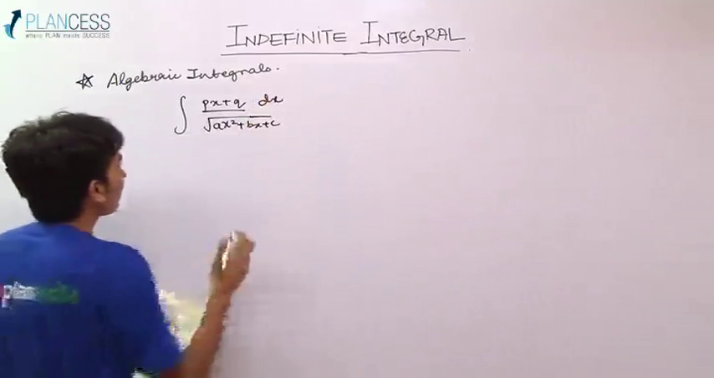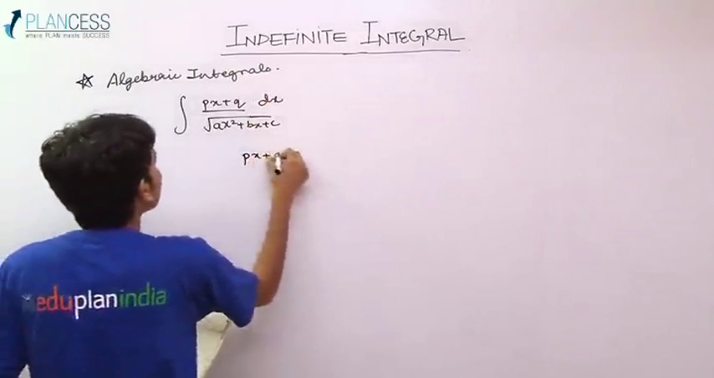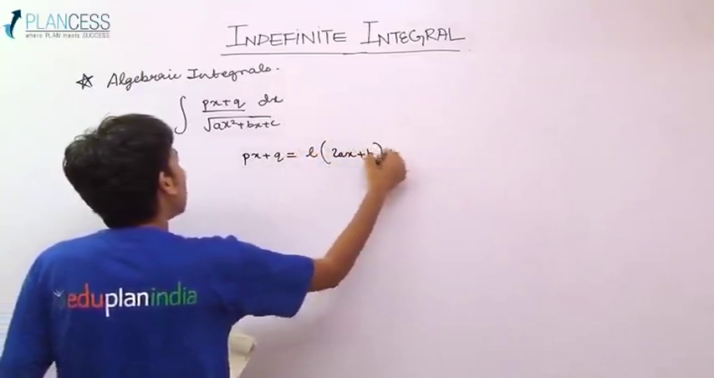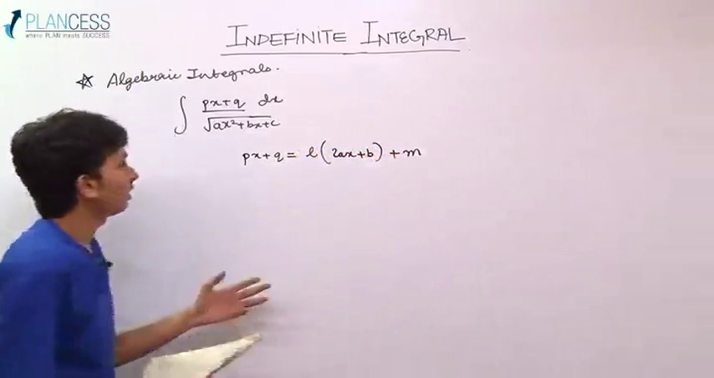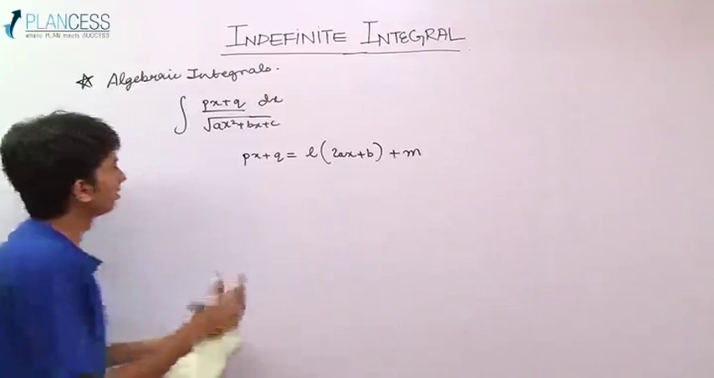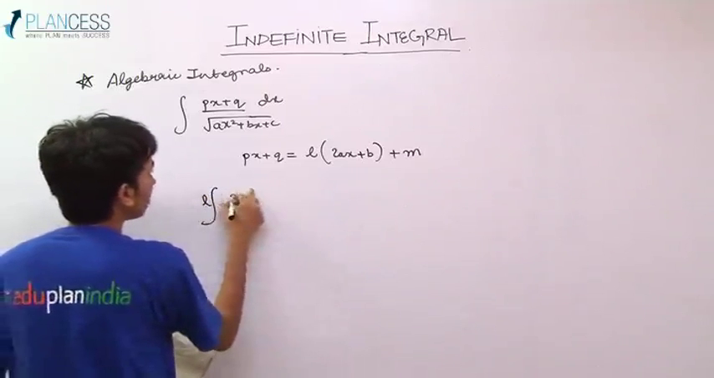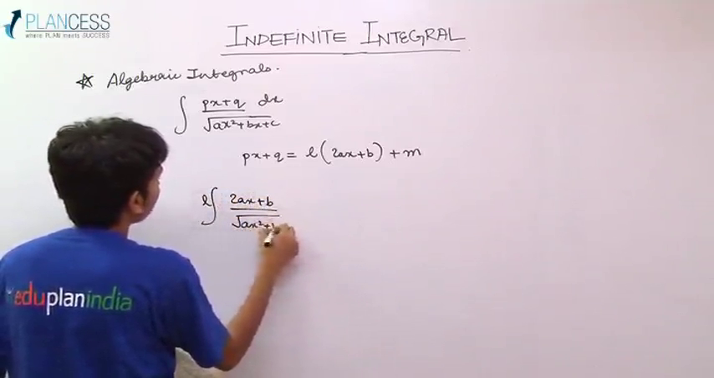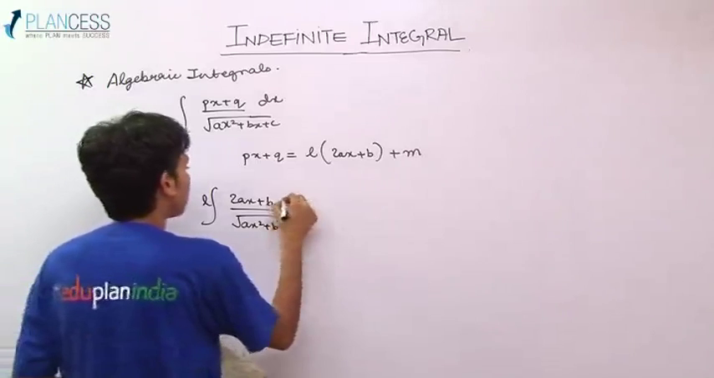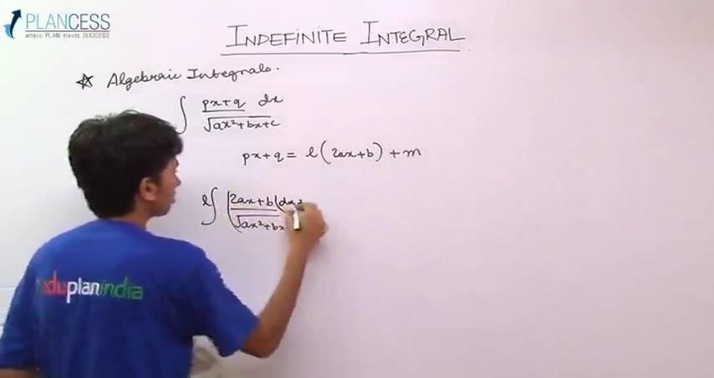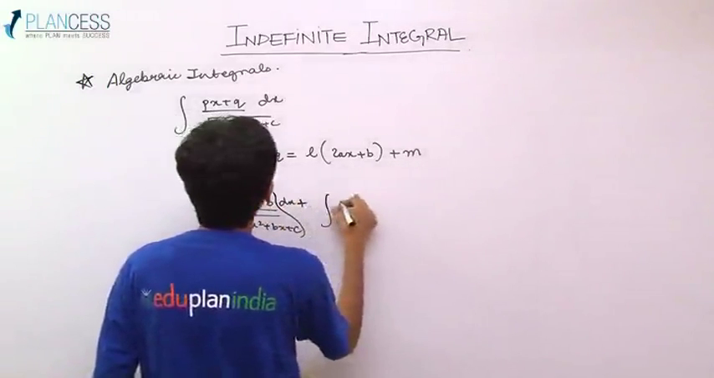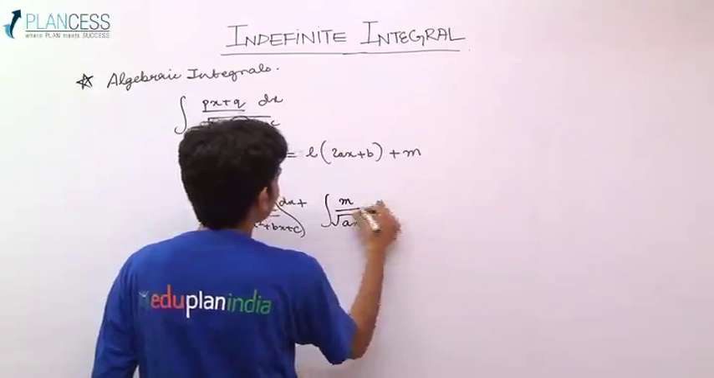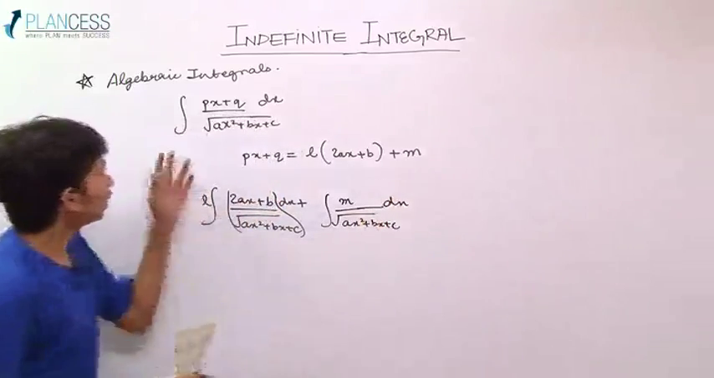Your approach should be that if I am able to express px plus q as L times the derivative of this, which is 2ax plus b, plus m, where L and m are unknowns that you will find such that this can be written as this. So we have L times (2ax plus b) upon root of (ax square plus bx plus c) dx, obviously. Sometimes I forget to write dx, so forgive me for that. And we have m times 1 upon root of (ax square plus bx plus c) dx. So this integral has been reduced into these two integrals.